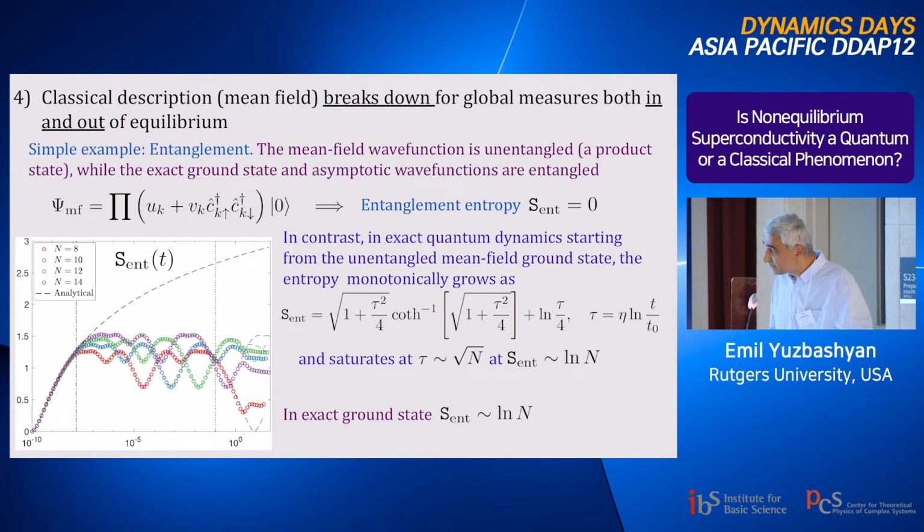On the other hand, we find that in the exact ground state, the entanglement scales as log n, the log of the number of levels. And even if we start the exact quantum dynamics in an unentangled mean field ground state with 0 entanglement entropy, the entanglement grows monotonically according to this formula, and it saturates at S entanglement of order log n. Clearly, mean field with 0 entanglement cannot capture these results.